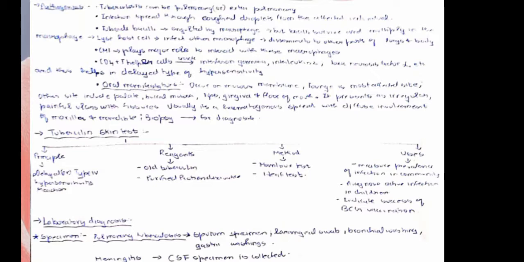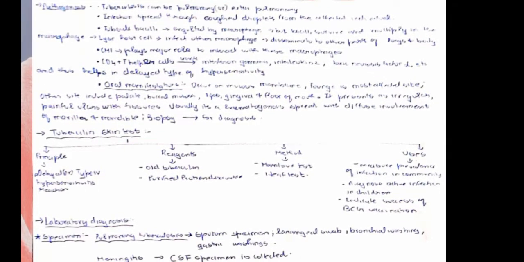and what happens is, the bacilli will survive and multiply in the macrophage. So they finally lyse the host cell and infect other macrophages and get disseminated to other parts of the body, including the lungs. The cell-mediated immunity, that is the CMI, plays a major role in interacting with those macrophages. The CD4 plus T helper cells secrete interferon gamma, interleukin 2, tumor necrosis factor alpha, etc. And these help in delayed type of hypersensitivity.